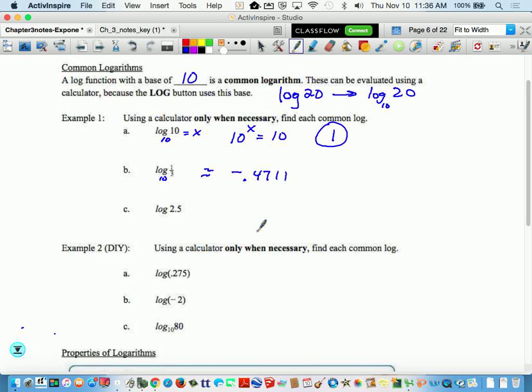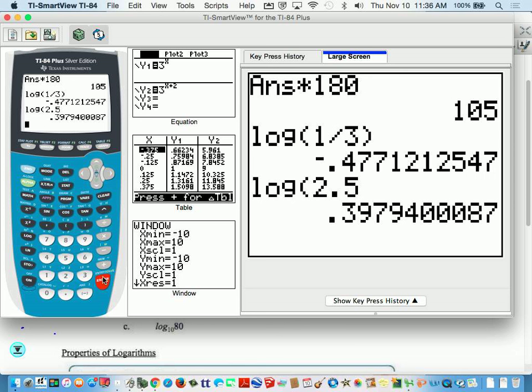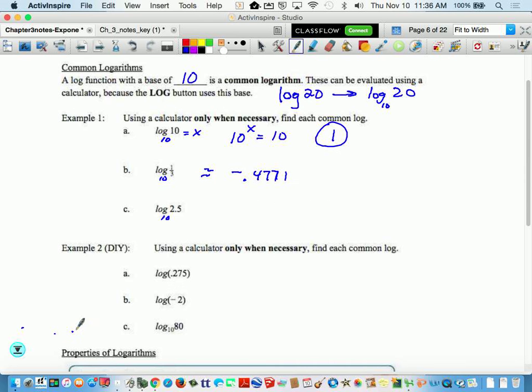In logarithms and exponentials, 4 decimal places is probably the best because it can really make a big difference in your answer. And then again, log base 10, I need my calculator. So we go log of 2.5. So 0.3979.